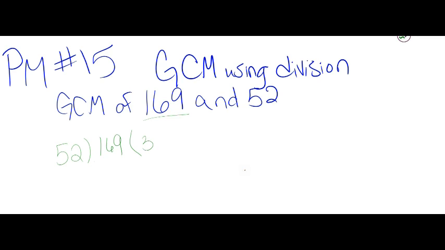So let's multiply our real number. So 3 times 2 is going to give us 6. 3 times 5, 150. Subtract, and this gives us 13. All right, so that is not the answer that we wanted. We wanted to get to 0, but what we're going to do now is divide 52 by 13.